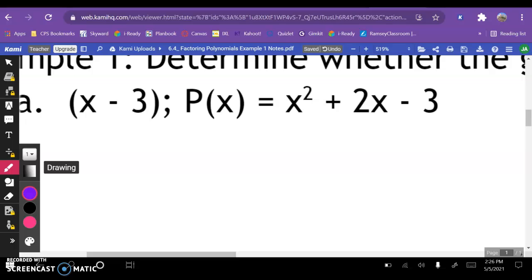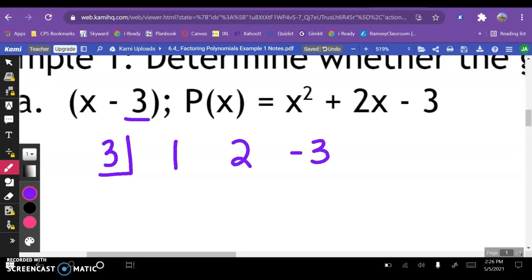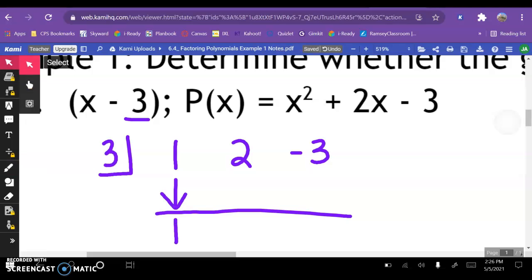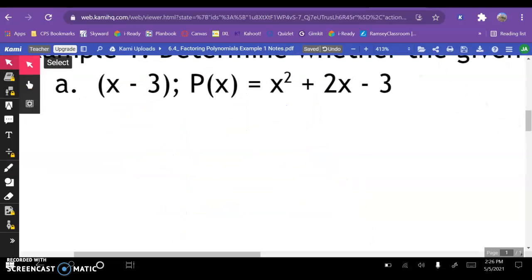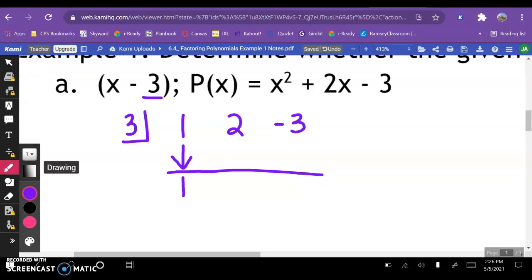So our a value is 3. And then our coefficients are 1, 2, and negative 3. And we're going to bring that 1 straight down. So we're going to do the synthetic division that we've been doing the last few days. And then we're going to do 3 times 1, which is 3. We're going to add, so that's 5. And then we do 3 times 5, which is 15. And then we add, that gives us 12. So 12 is our remainder.